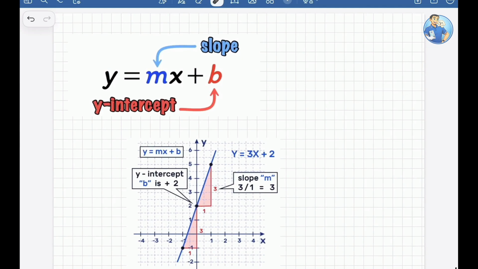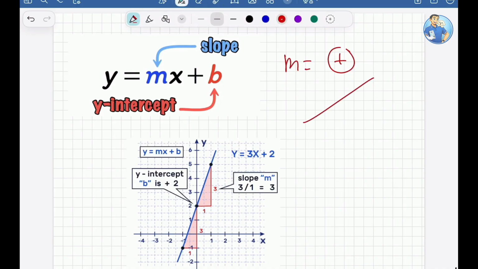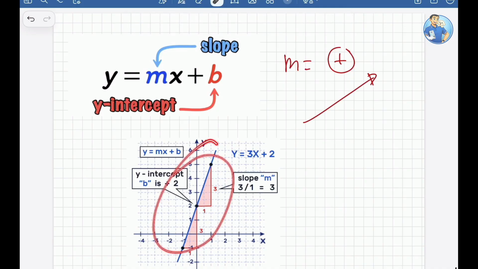Every single line can be written like this, mx plus b. In all cases, in general, m represents the slope, the rate of change. We can say the inclination, the steepness. And remember, when the slope is positive, the line is going to go upwards. For example, this is a positive slope, so the line goes upwards.